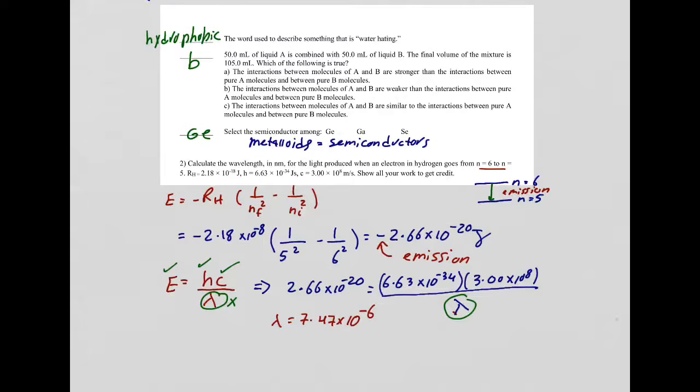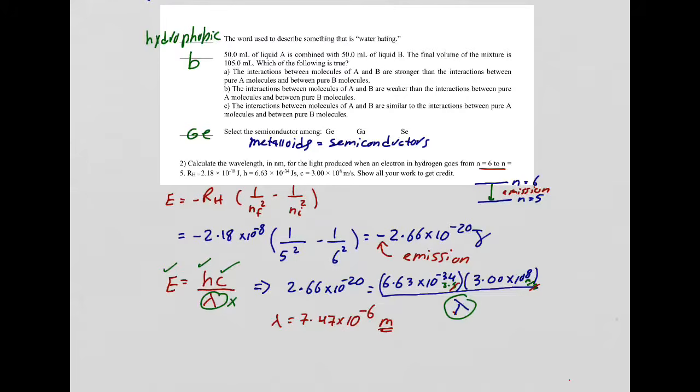Speed of light has a unit of what? Meters per second, right? And for the Planck constant, you have joules times second. So then the seconds will cancel out. Joules is the energy that you end up with. Now the wavelength has to be what? The wavelength has to be meters because speed of light is meters per second. So every time you plug in anything in this equation, what you get out of it is meters.